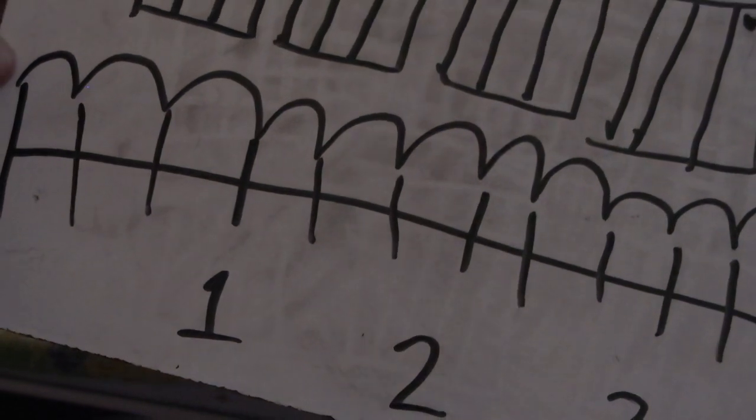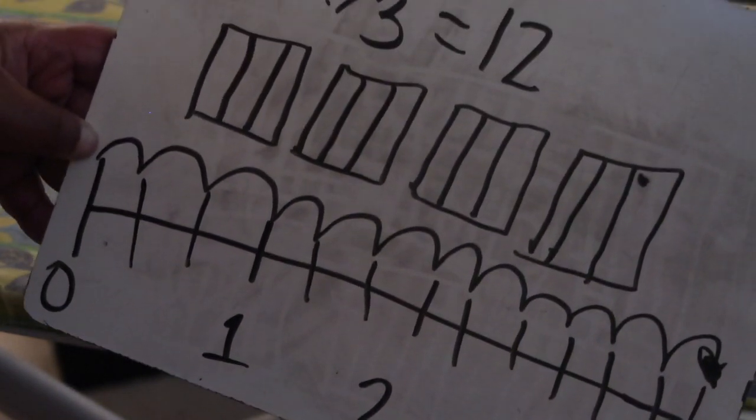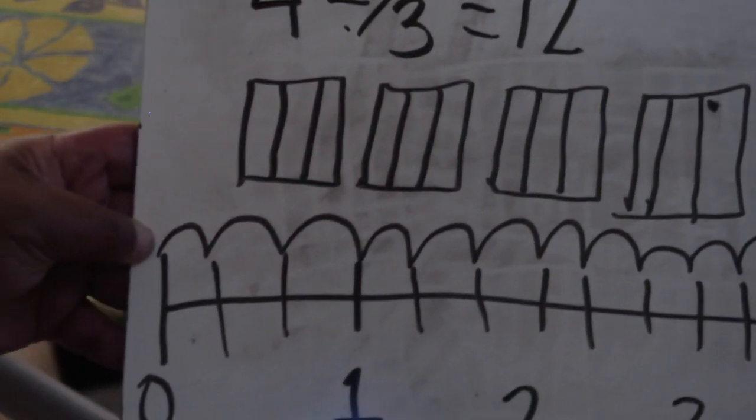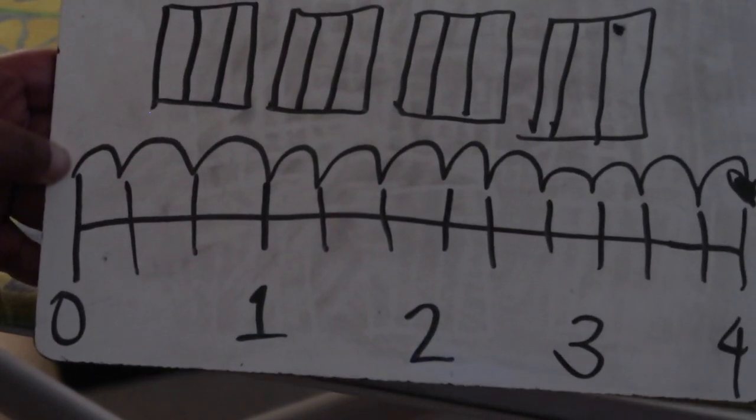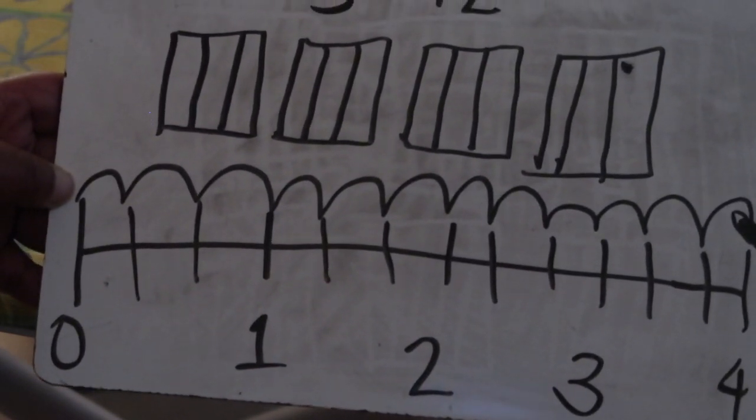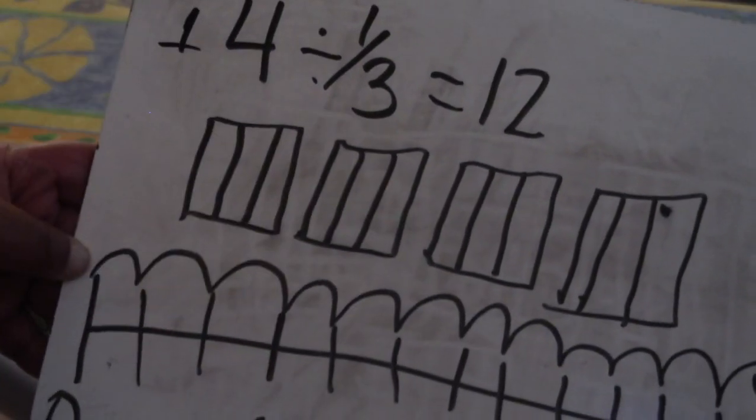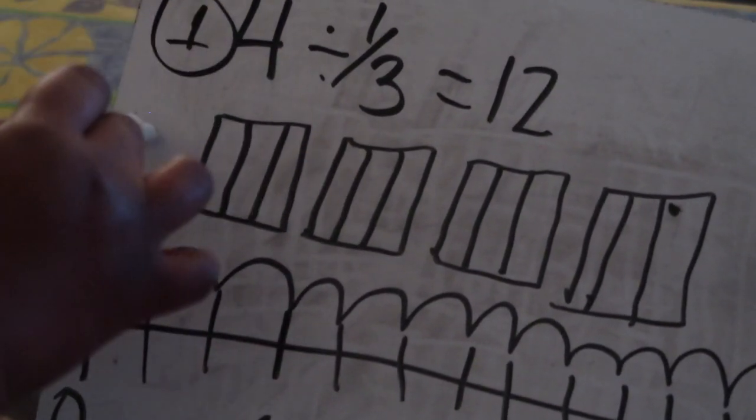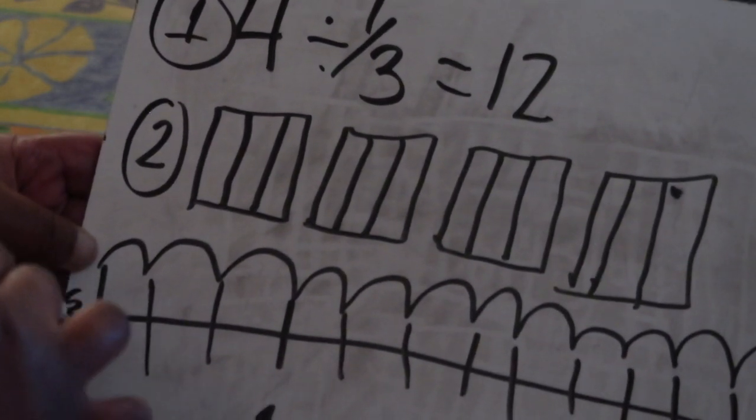Alright, so here it is with both a number line and also a drawing model. Again, pause it if you need to. So, I started with our number sentence. That's our number sentence. I drew a model. We got the same answer. And then I drew a number line. And we got the same answer.